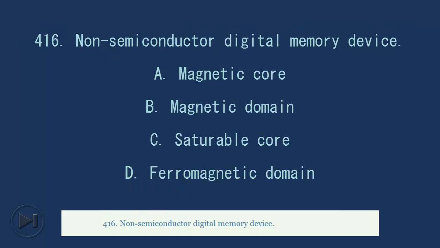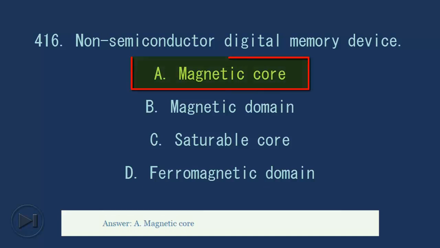416. Non-semiconductor digital memory device. A. Magnetic core. B. Magnetic domain. C. Saturable core. D. Ferromagnetic domain. Answer, A. Magnetic core.